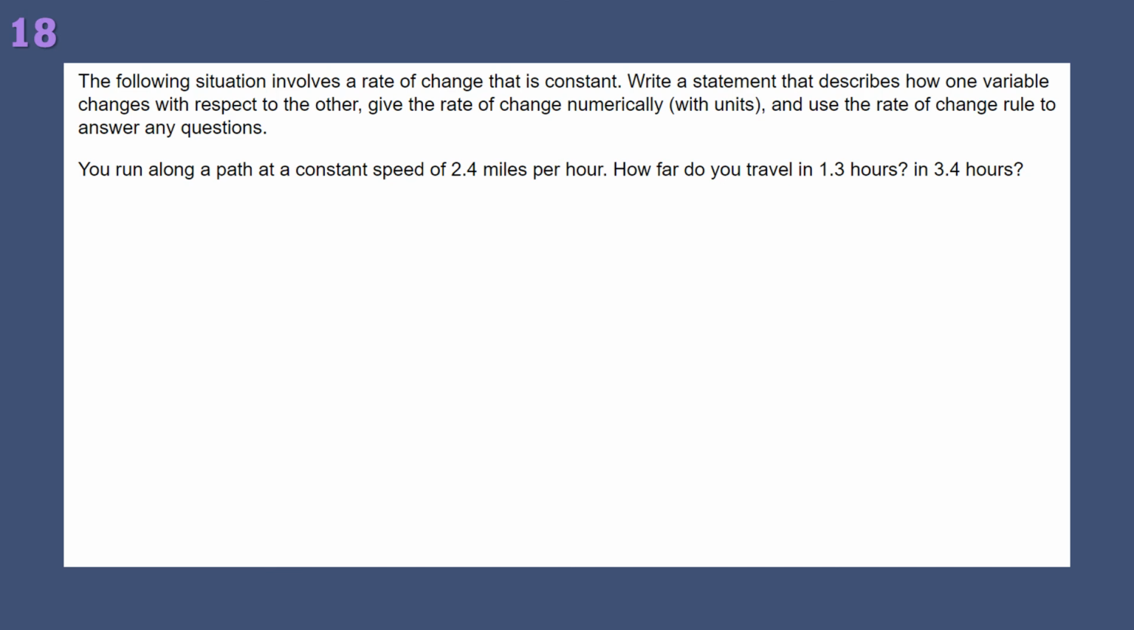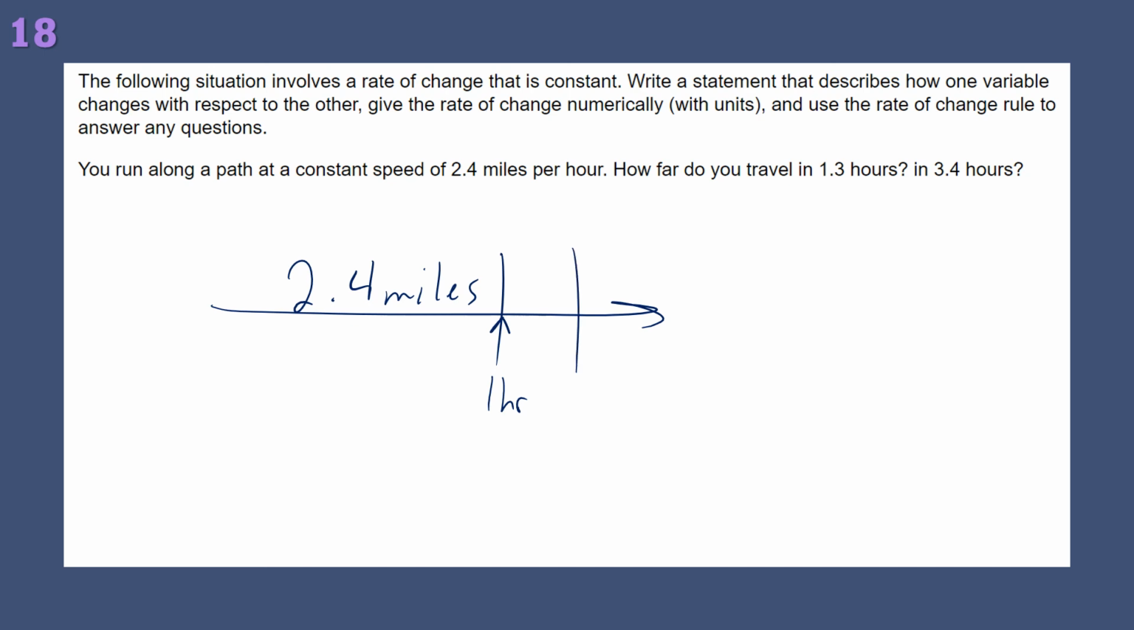You run along a path at a constant speed of 2.4 miles per hour. Okay, so you're going just straight, 2.4 miles per hour. So after 1 hour of running, you've gone 2.4 miles. Right? If we stop right here, we'd be at 2.4 miles. But you kept running. You actually ran an extra bit. So you actually ran longer than that.